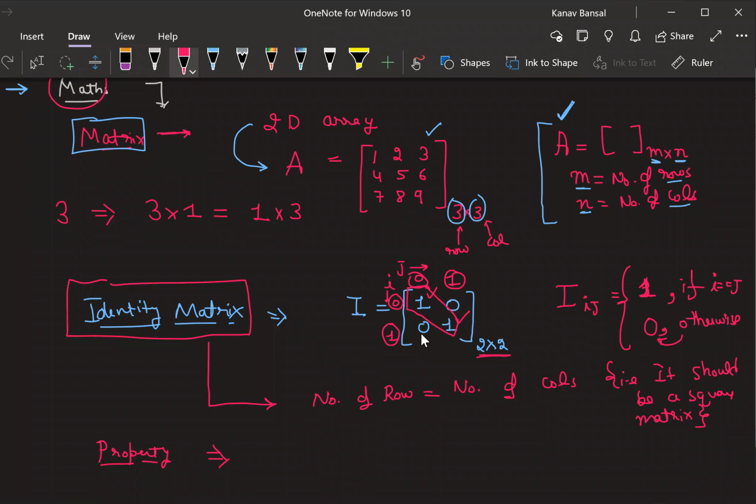So let's say you have any matrix A. You can write A into I. If you do matrix multiplication between the A matrix and the I matrix, where I is the identity matrix, the shape of I is going to be the number of columns in A. Whatever number of columns you have in A, that will be the shape of I. If you multiply these two matrices, you are going to get A as a result, which is also equal to I into A. I matrix multiplication with A, it is all equal.